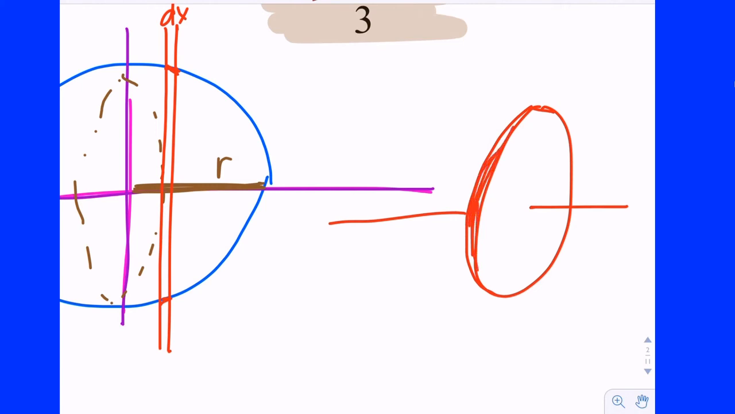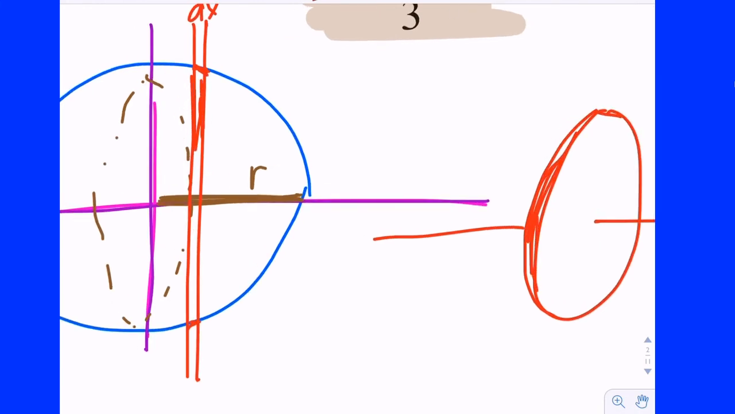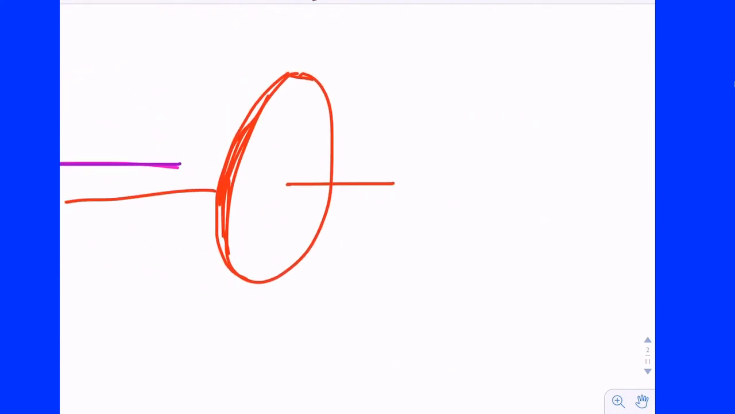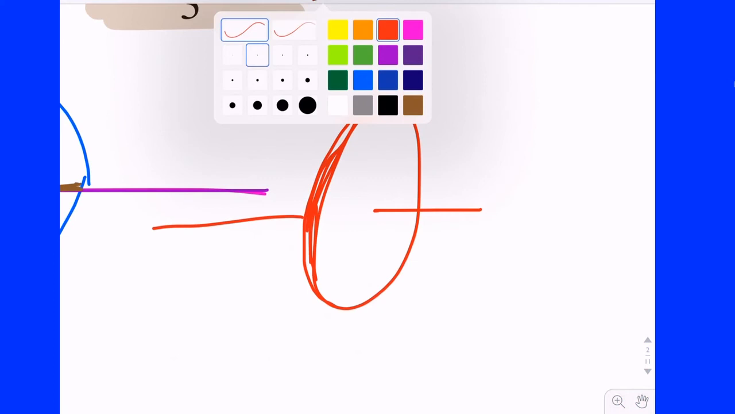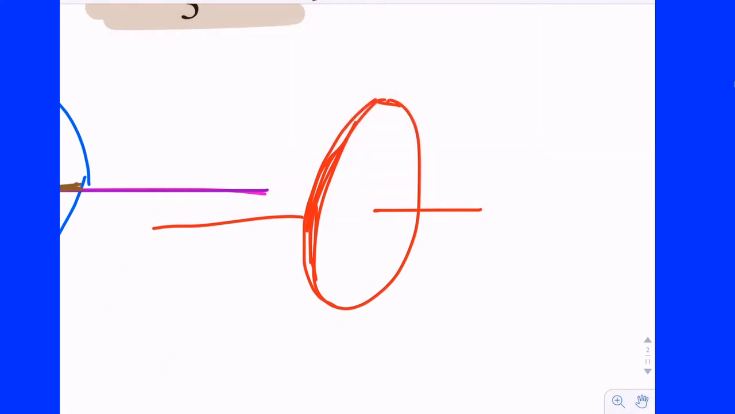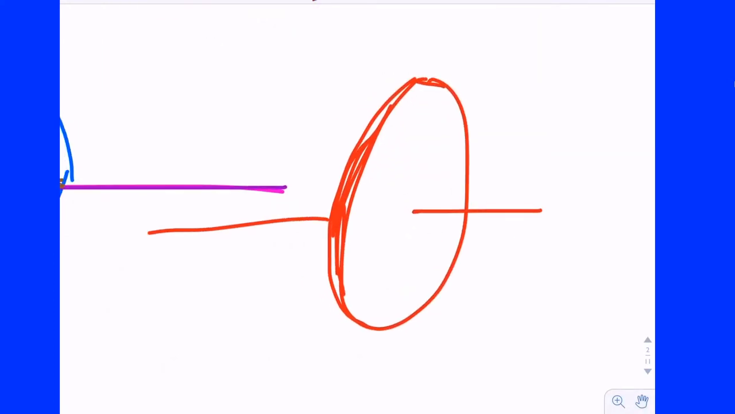It would look like a circle, right? Here's my dx thickness that I pulled out. It would look like a disc, right? All a disc is, it's a squatty cylinder, right? That's all it is. Look what you could do with Notability.